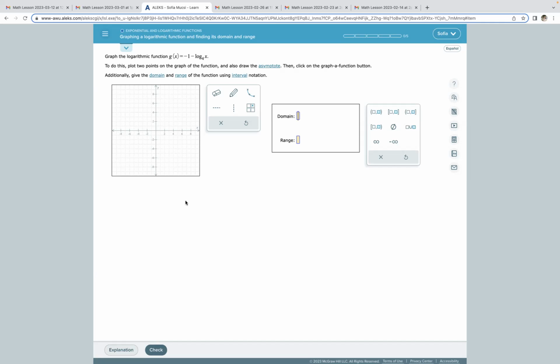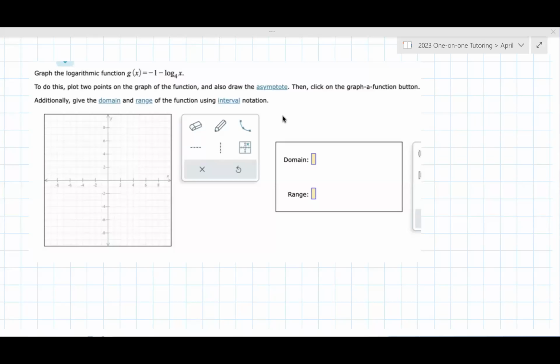All right, share screen. Here we go. Let's start with the domain and the range. The range for logarithms is always -infinity to infinity. These are related to exponentials. I can show you that after this if you'd like. There's a way to easily remember which one's all real numbers, which one's not. But that's the same every time. It's always the same.